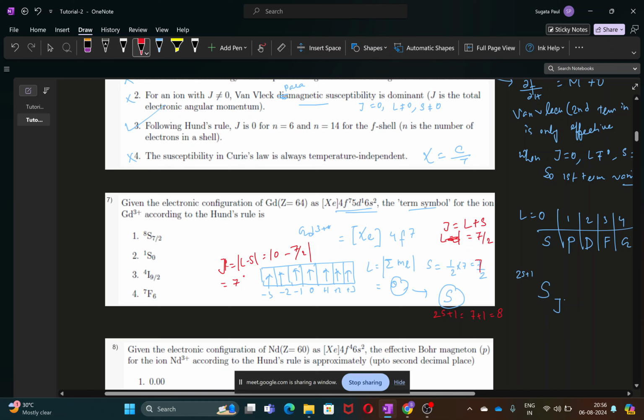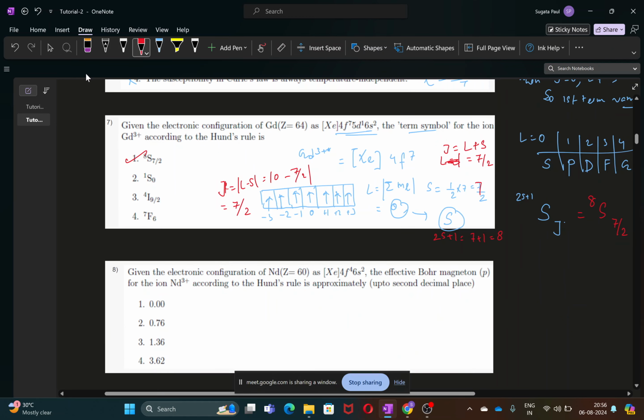So this is 7 by 2. That means if you have the term symbol as 8S, 7 by 2, which is the first option. So option number 1 is the answer in this problem.